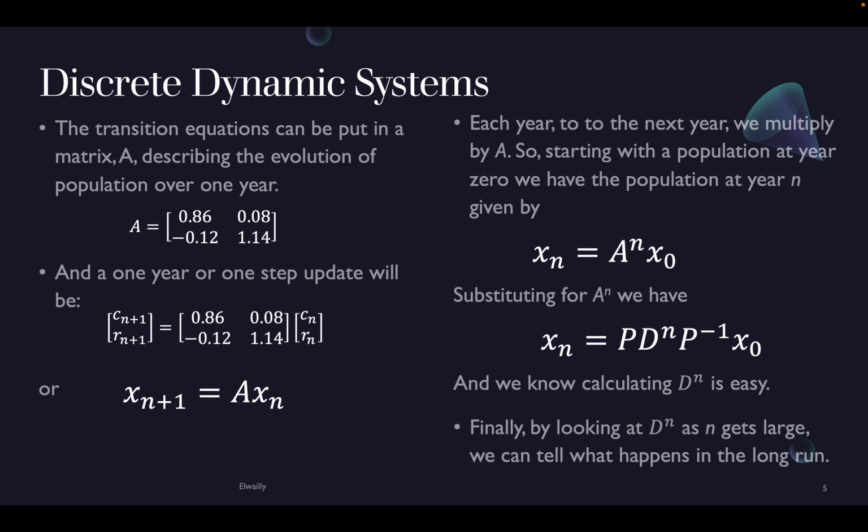This matrix can be applied multiple times to get to the next year, and then the next year, and then the next year. So if you have the x sub 0 population, then you can multiply by the matrix n times to get the nth population vector, the population of year n. And as usual, we can, of course, diagonalize that to get P D to the n P inverse times the original, which gives the nth population. We can place this on a graph as well.